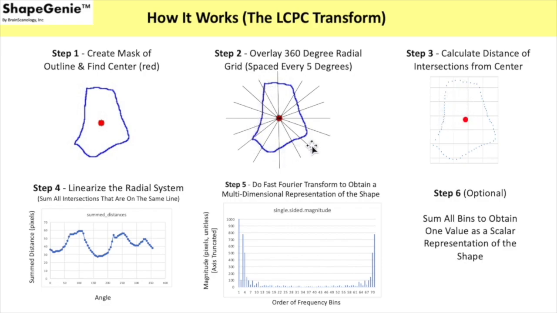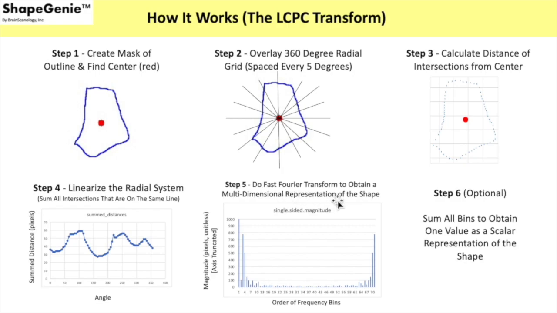Now this object only has one edge, but if an object has multiple edges inside or outside of it, then all intersections on the same line will be added together into one number, such that Genie turns the data in step 3 into step 4, and then it applies the fast Fourier transform to the data in step 4 to derive what's called a frequency plot. And this frequency plot is a multidimensional representation of the shape that you began with.